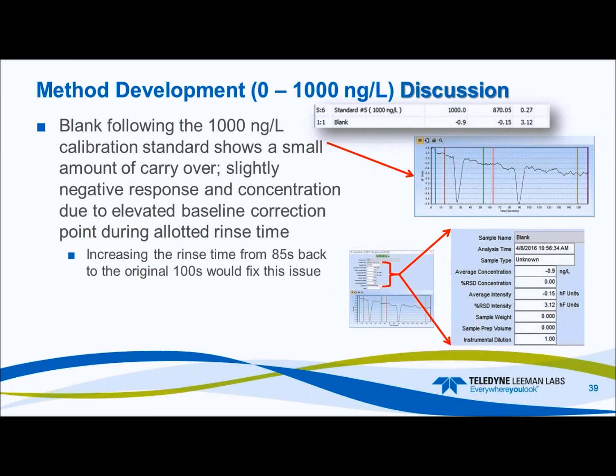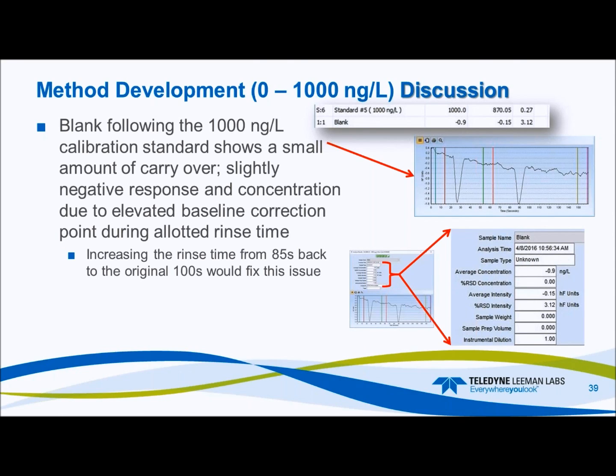So a little bit about the method. The blank following that 1,000 showed a slight negative value, and that's because there was a little bit of carryover. If you look over here on the graph, you can see it right here. So that elevates my baseline slightly, and there was a slight drift in the signal response too, but it's not really out of control. It's going to be fine. Most of it is coming from the small amount of carryover, because again, we're going from 1,000 ppt down to 0. So if I would increase that rinse that I took out 15 seconds and go back from 85 to 100 seconds, that would normally fix that issue.